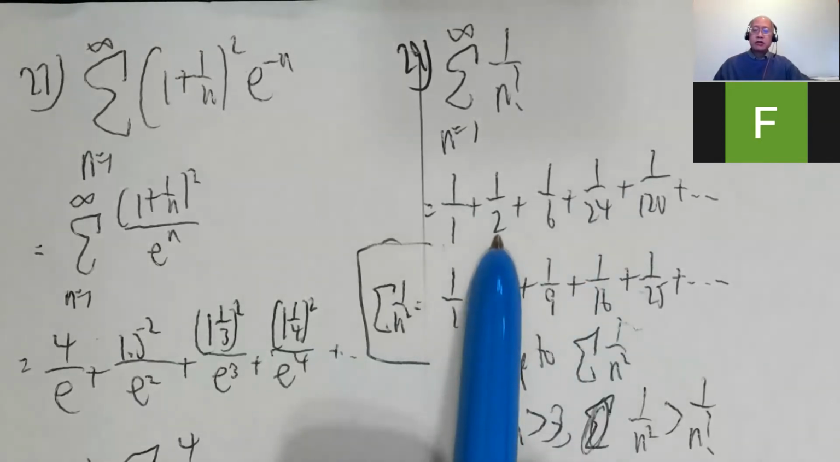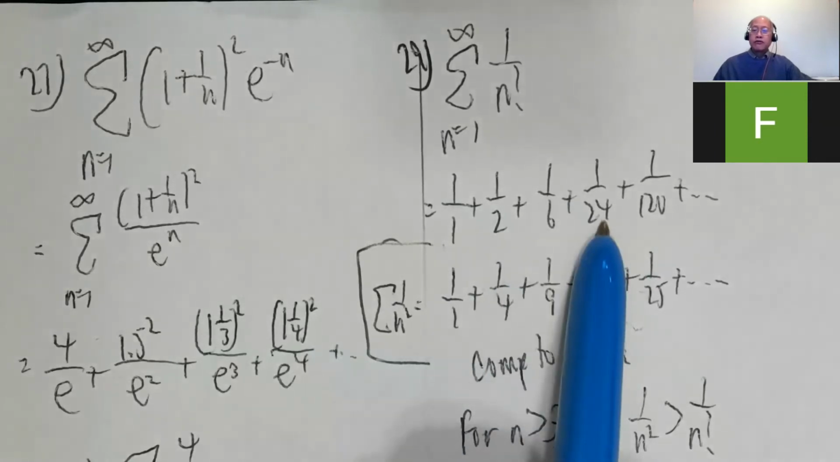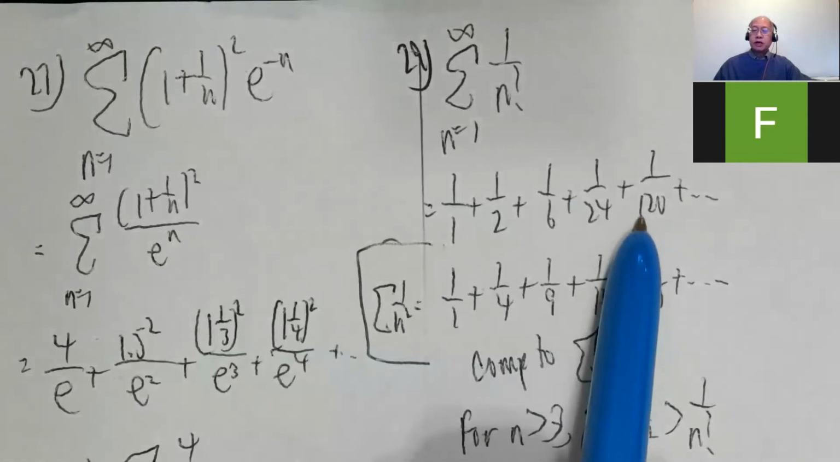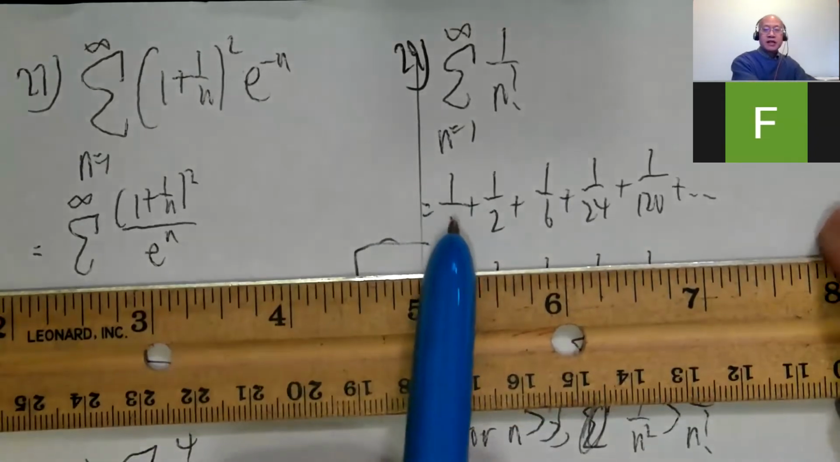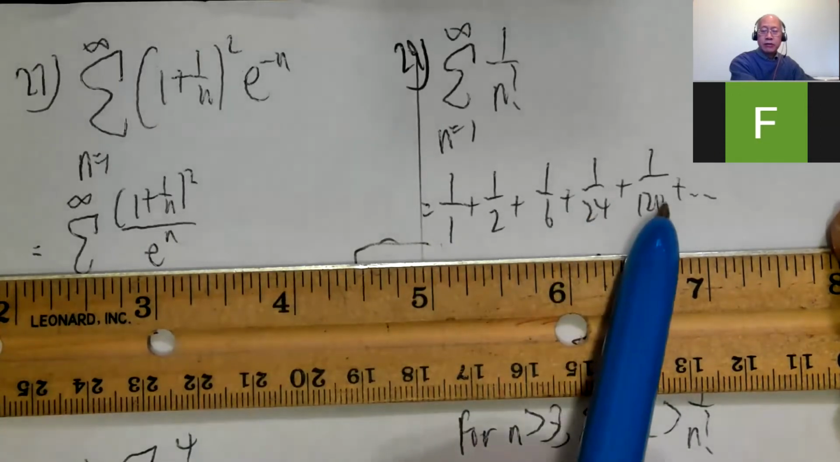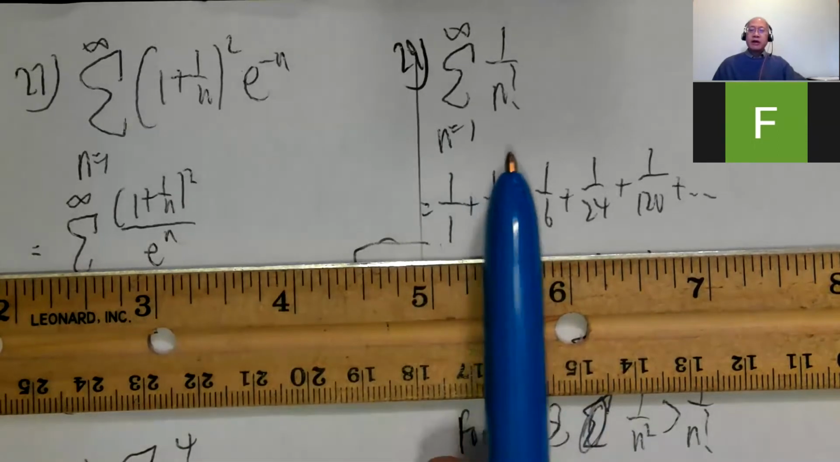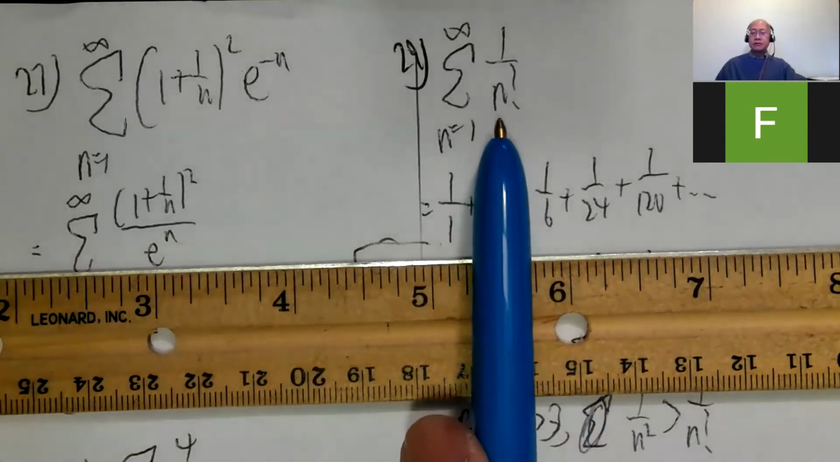2 factorial means 1 times 2. 3 factorial, 1 times 2 times 3. 4 factorial, 1 times 2 times 3 times 4. 5 factorial, 1 times 2 times 3 times 4 times 5. If you kind of just look at the numbers, it seems like it's going to converge, right? The numbers are dropping quite rapidly. But right now, I can't make heads or tails out of this.